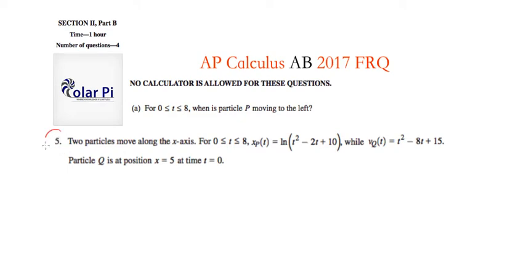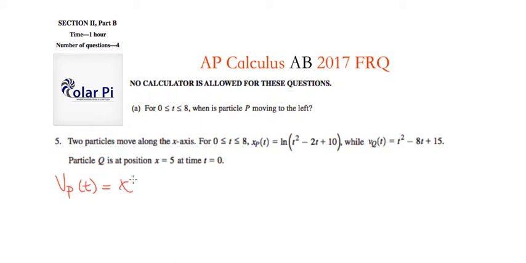Hey guys, welcome. So problem 5 here, and in part A, what we have to do is determine when the particle P is moving to the left. That means we have to figure out when the velocity function for the particle P is less than 0. And what we're given is the position function for the particle P.